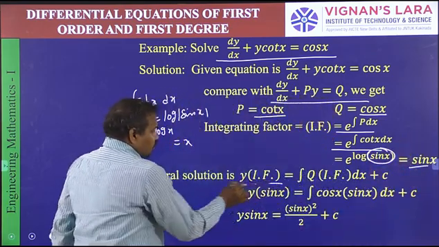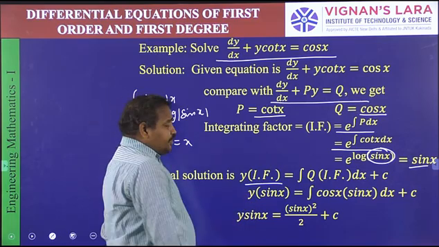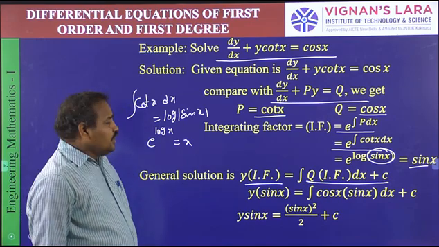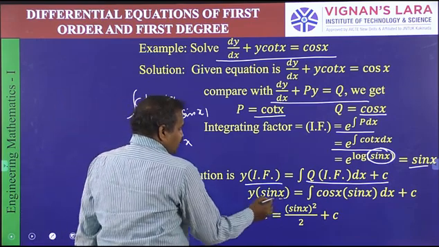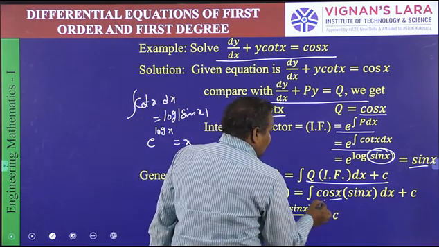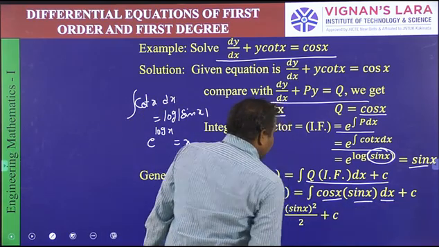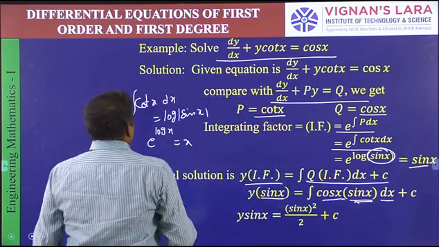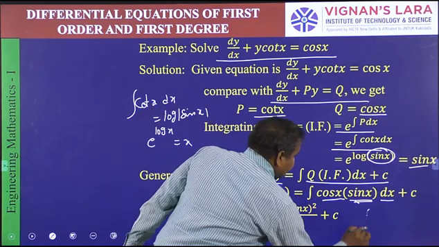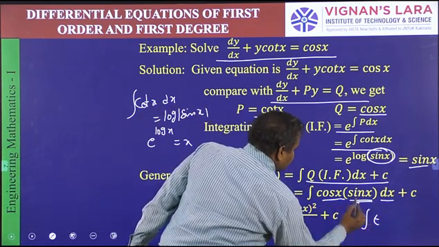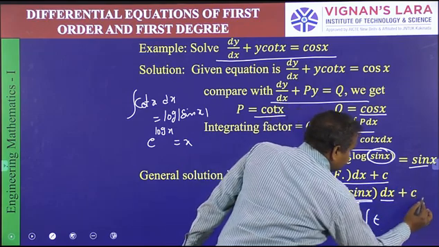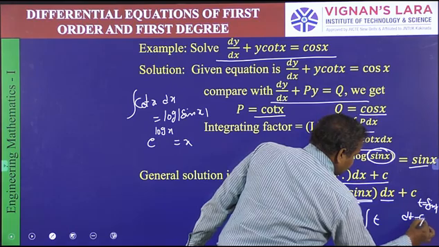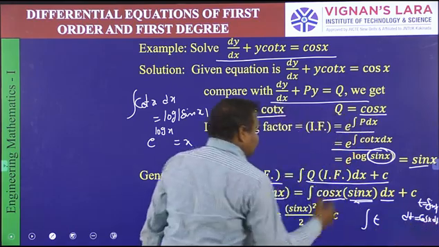Now general solution. What is the general solution formula? Y into integrating factor is equal to integral q into integrating factor into dx plus c. So y into integrating factor value sin x is equal to integral cos x into sin x into dx plus c. So here integral sin x cos x. So treat sin x as t. Then t is equal to sin x substitution. Then dt is equal cos x dx. So like this we are writing.